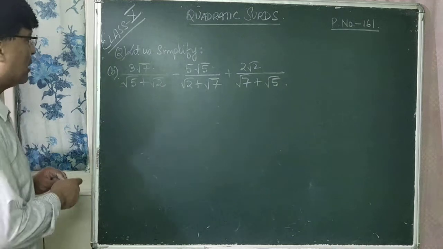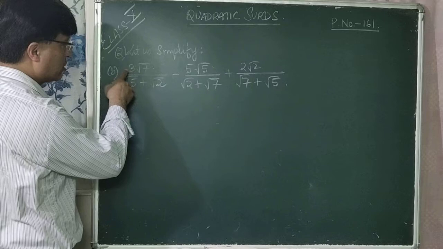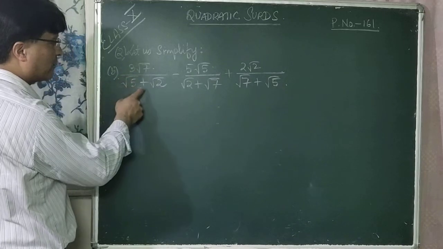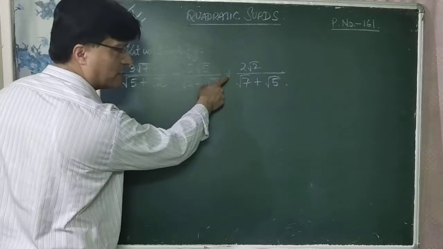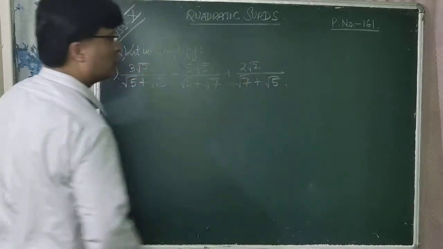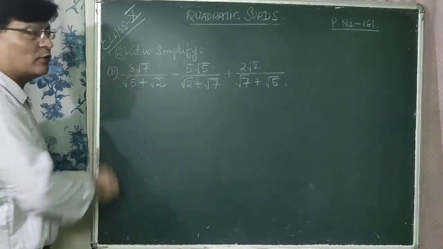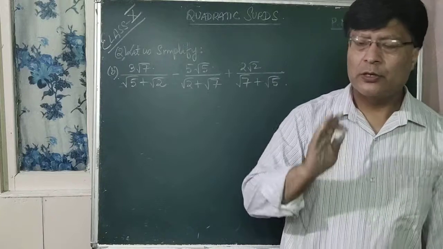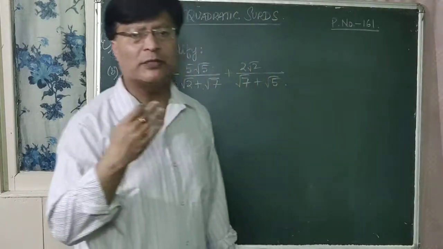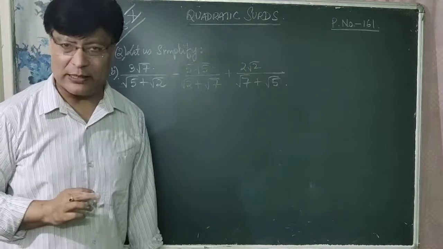Okay. Now in the denominator there is root 5 plus root 2. This is actually 3 root over 7 divided by root 5 plus root 2, minus 5 root 5 divided by root 2 plus root 7, plus 2 root 2 divided by root 7 plus root 5. Okay. So you have to remove square root from the denominator. I already told you that removing the square root from the denominator is actually rationalizing the denominator.